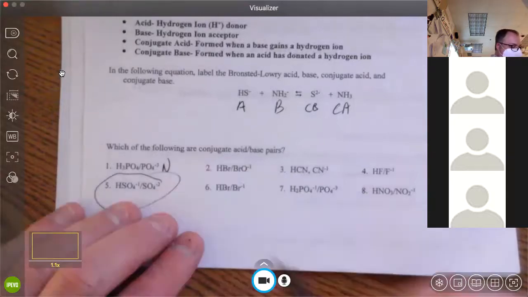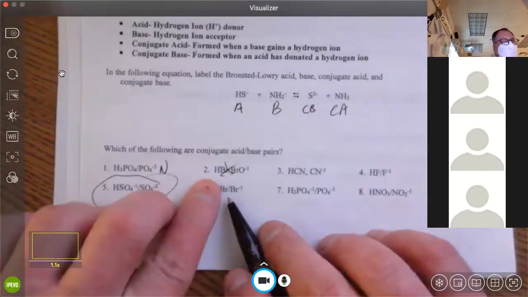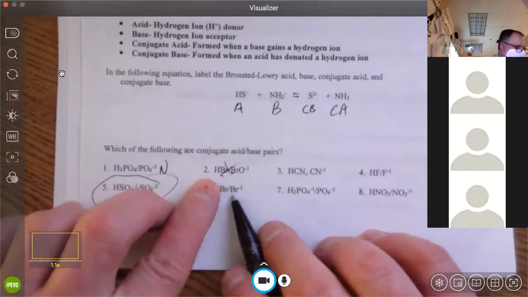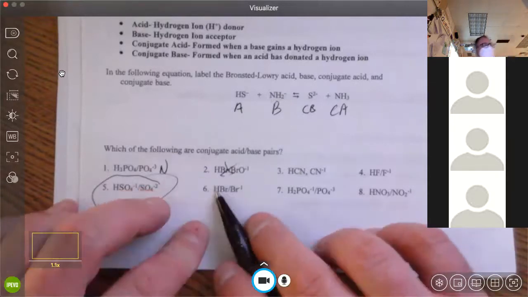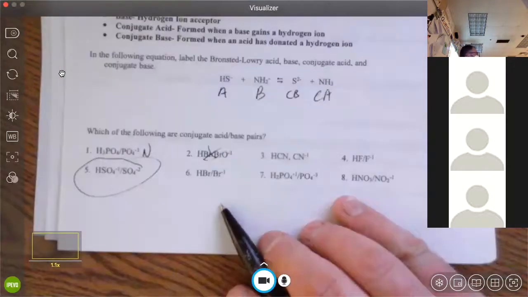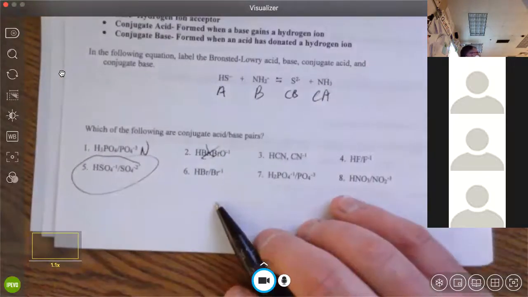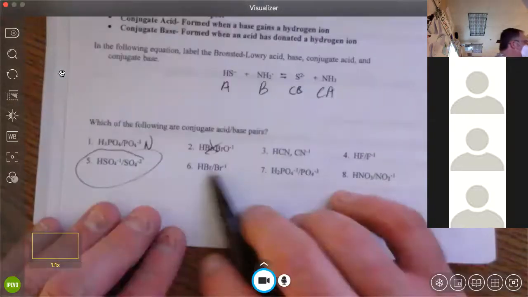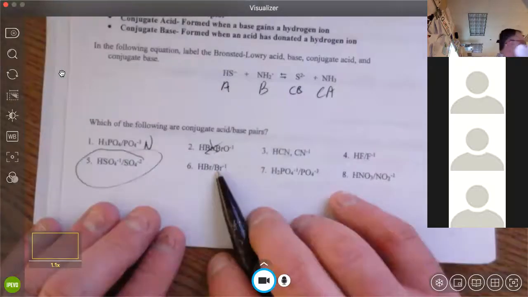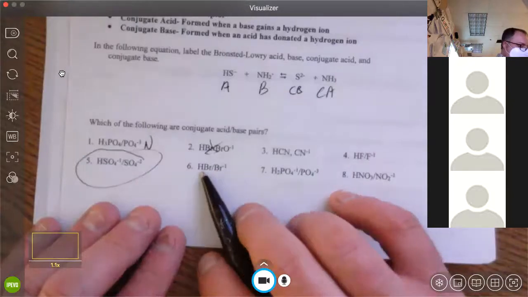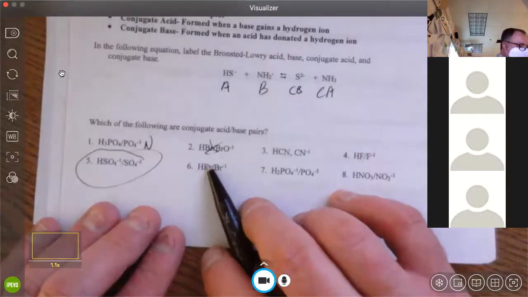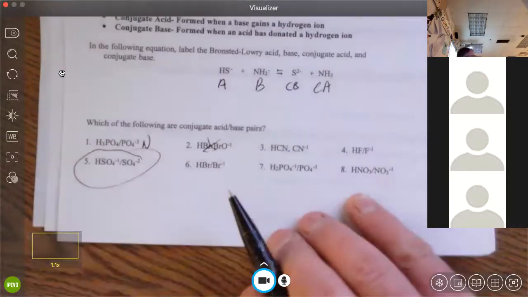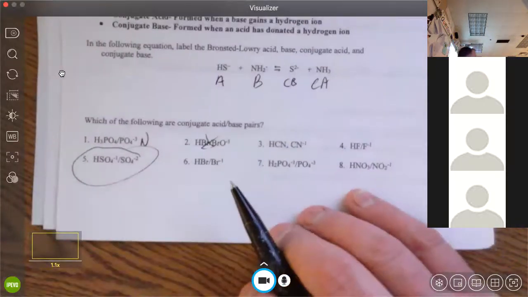How about this? HBr and Br -1. Br. This one has an H. So that checks out. Now we've got to check the charge. When we lose the H, do we get a negative charge? Here with the H, the charge is 0. Here without the H, we have a -1. So that one's good.